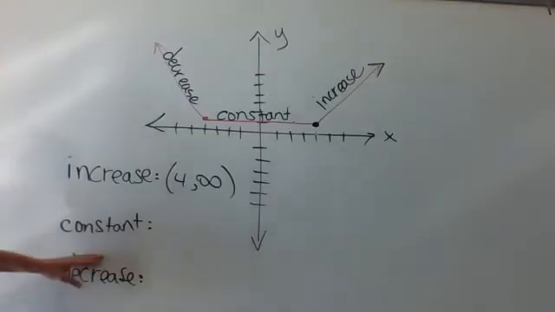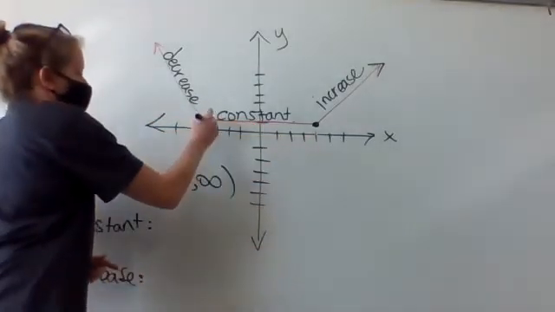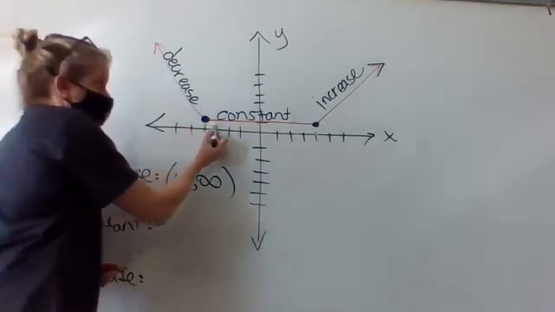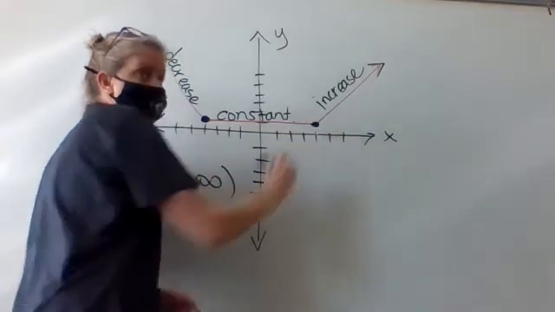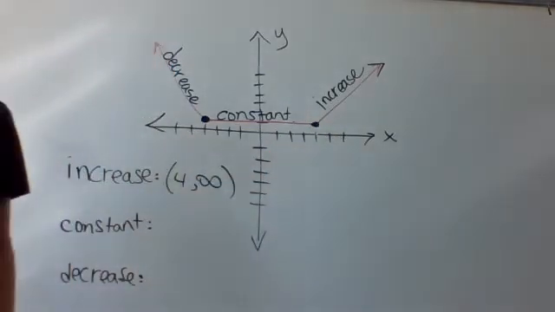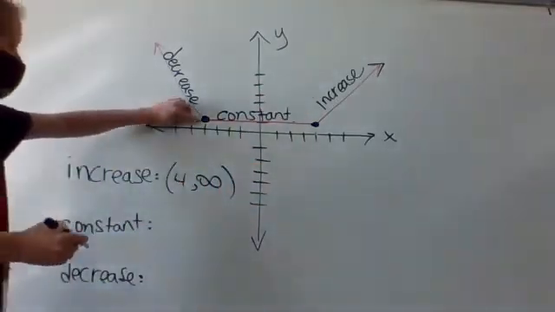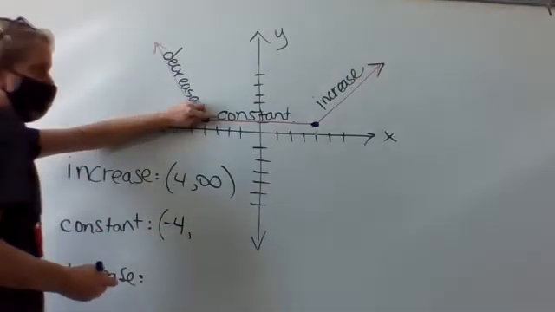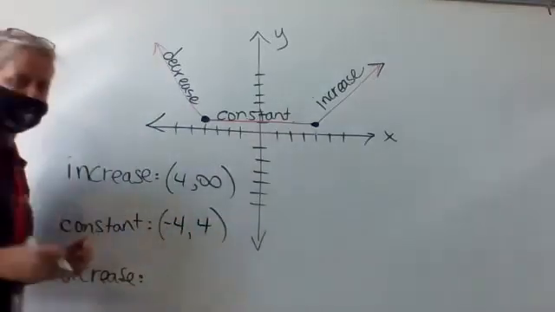Okay, the constant. Here's my constant interval, which means it starts being constant here, and it stops being constant here. So what is that interval? Using the X coordinates, this one is -4 to 4. -4, and it stops being constant at +4.